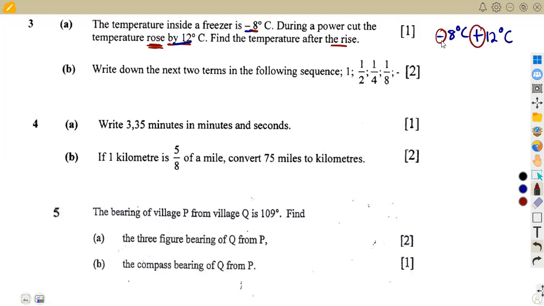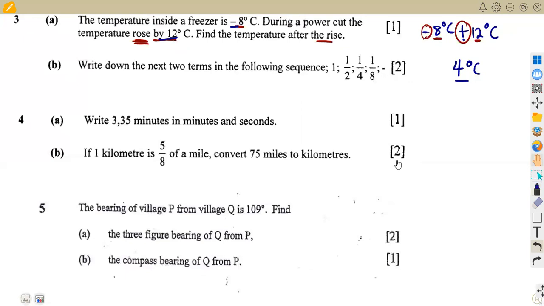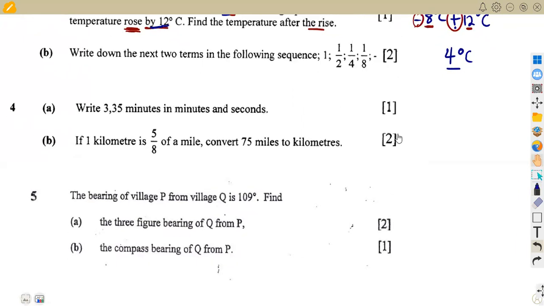In this case, the signs are different. So you can simply subtract: 12 minus 8, which is 4. Then you take the sign of the bigger number, which is positive. So it is going to be 4 degrees Celsius after it is increased by 12. We are simply adding. I don't know if we are together on this part. Right, so that is it there.